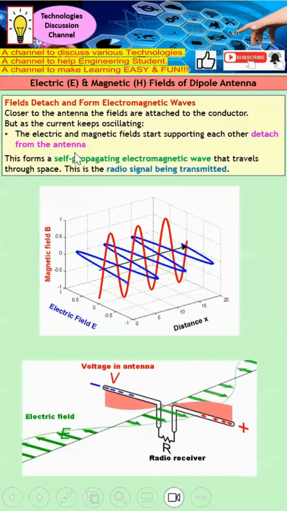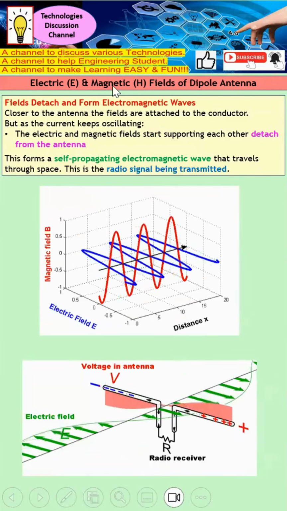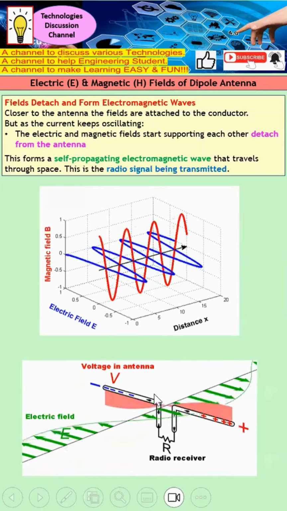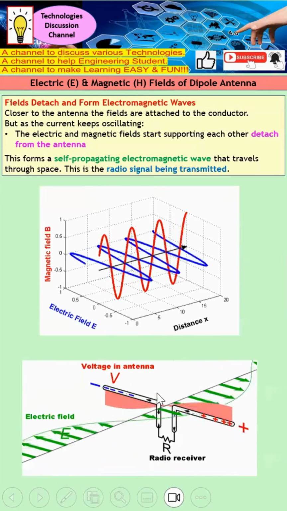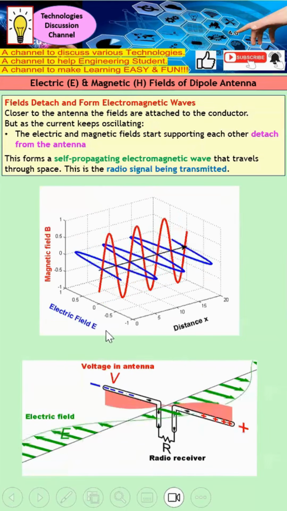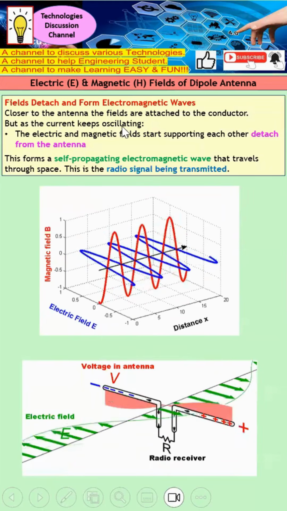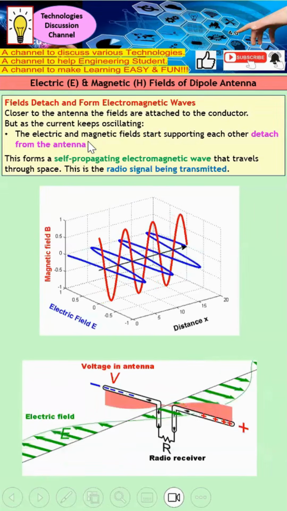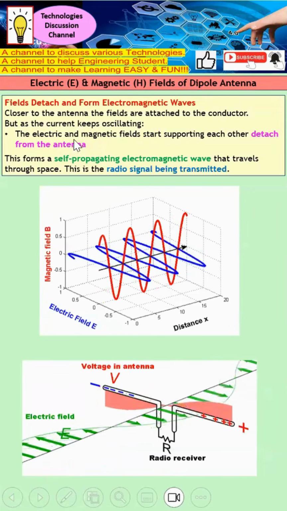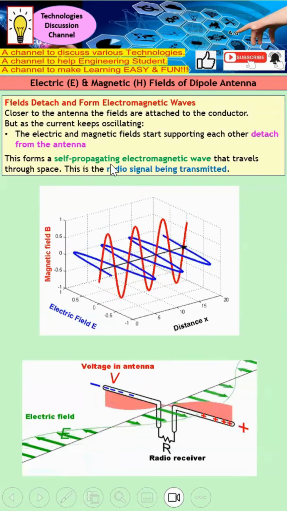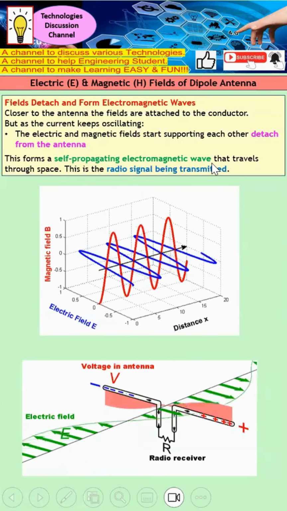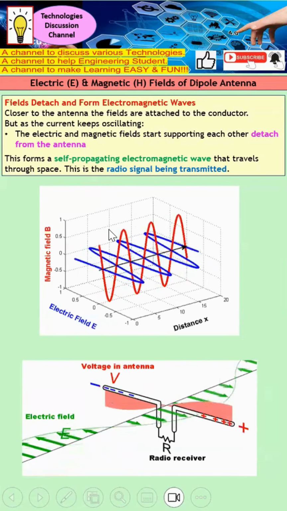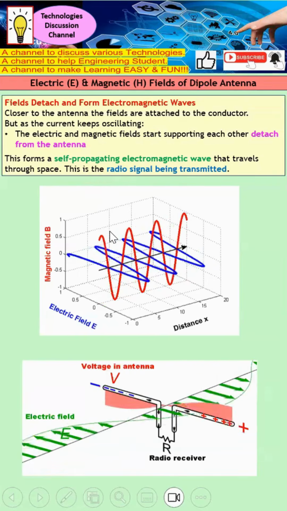Next, the fields detach and form the electromagnetic wave. Close to the antenna, the fields are attached to the conductor. But as the current keeps oscillating, the E field and magnetic field support each other, and finally they detach from the antenna. This forms a self-propagating electromagnetic wave that travels through space. This is how the signal is released from the dipole antenna into the air.